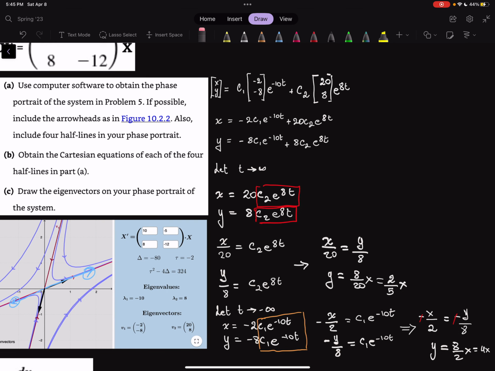Draw the eigenvectors on your phase portrait of the system. We have them. They're these black things. This looks like it is the vector negative 2, negative 8, scaled down a little bit if you look at the scale here. And this looks like the vector 20, 8, scaled down again, but you see that the x is way longer than the y, so it kind of makes sense. All right, I hope this was useful, and I'll see you next time.